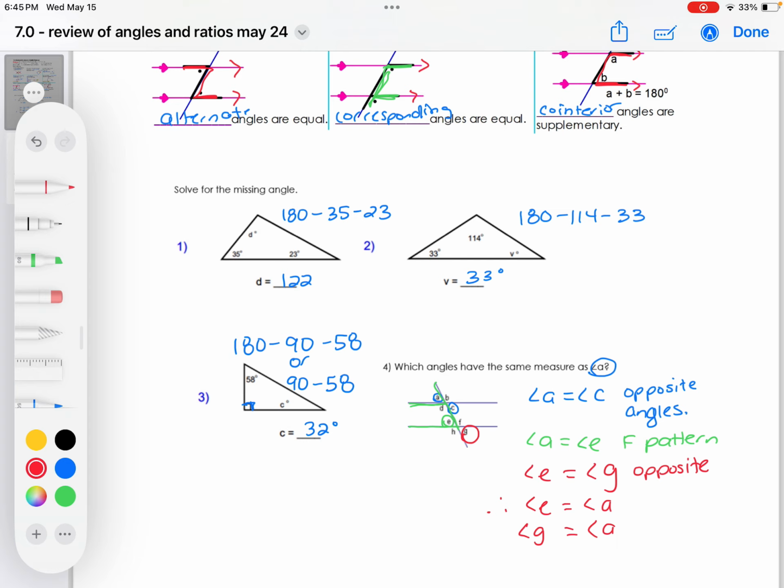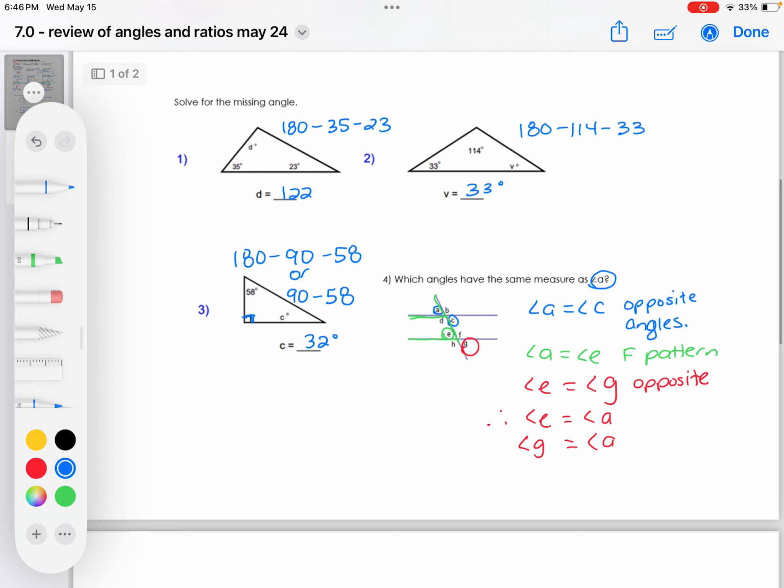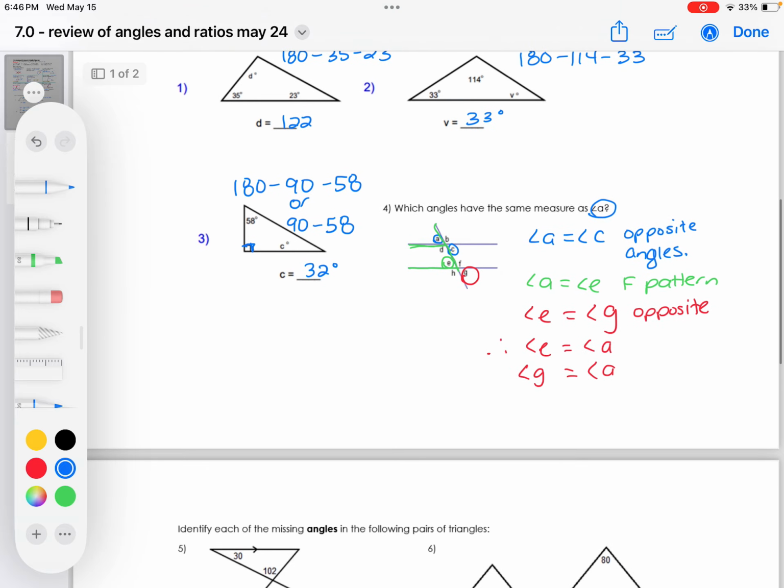But you can sort of weirdly draw the Z in, but it's kind of hard to see. But that would work too. Then you would get a Z pattern, and A and G would be alternate sides of the transversal.